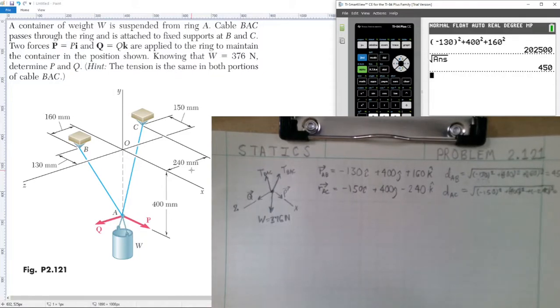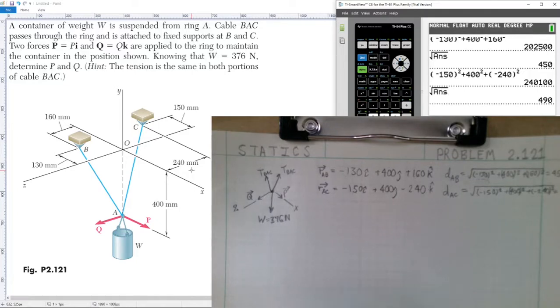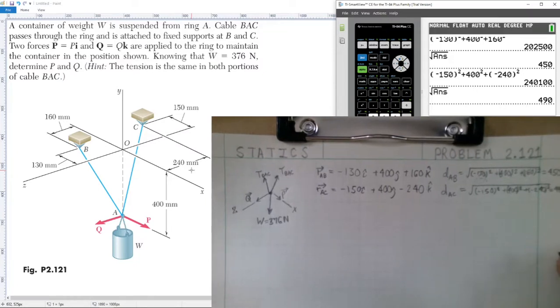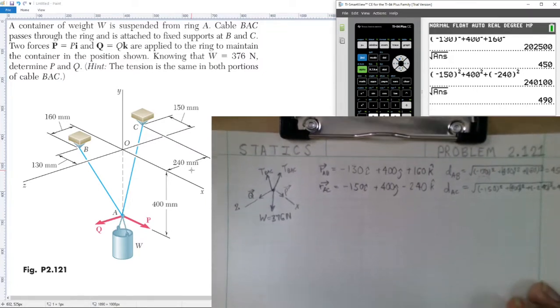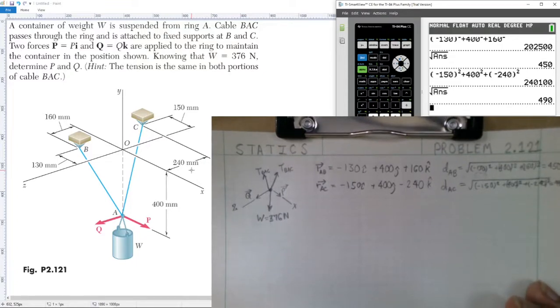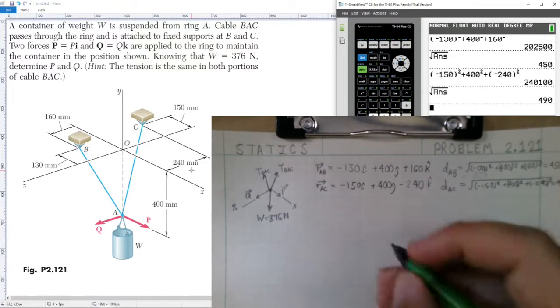Okay, so we have (-150)² + 400² + (-240)² under the square root, and that gives us a distance value of 490 millimeters. Next, moving on, we're going to write the vector component form for tension AB and tension AC. So, we write this out here.